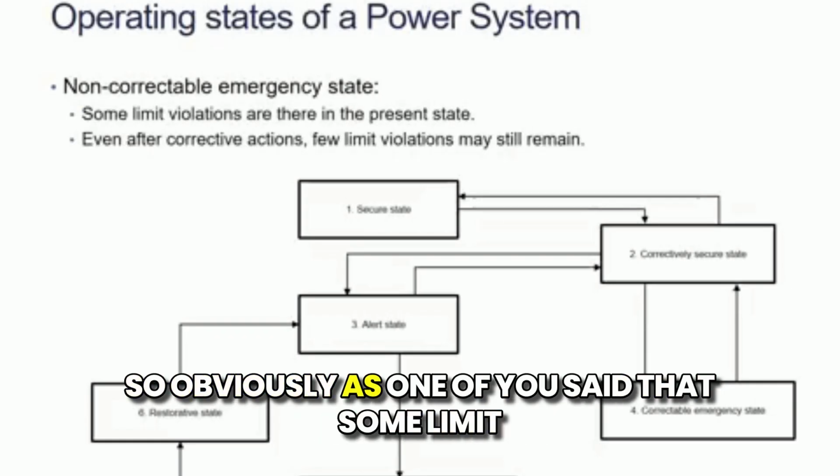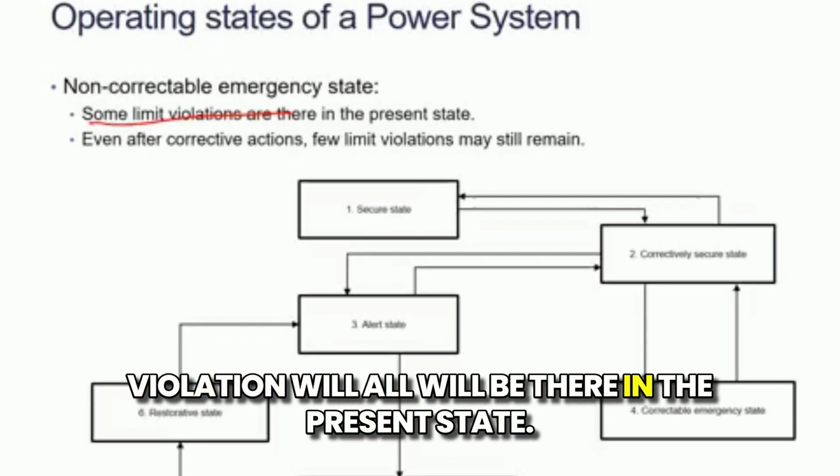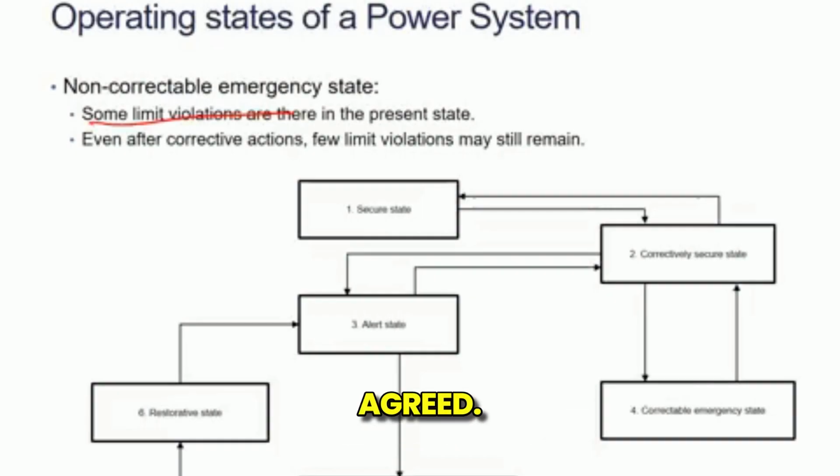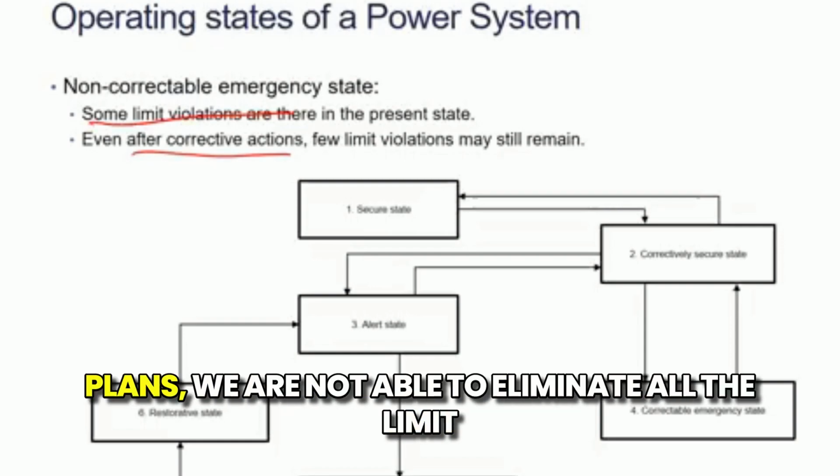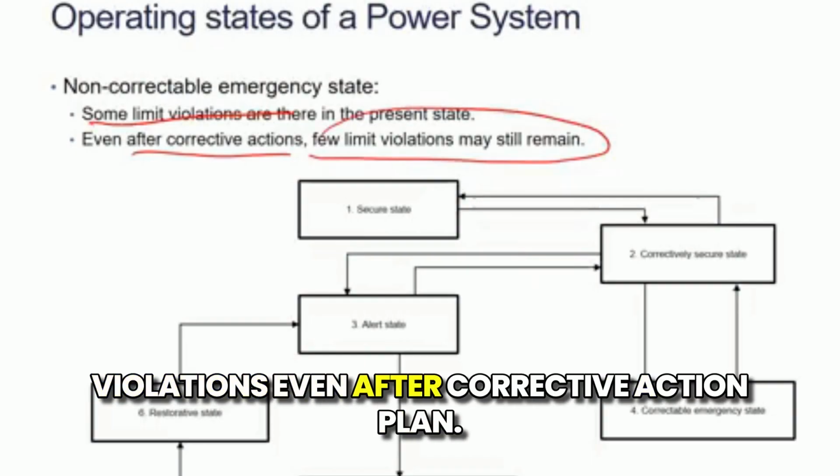So obviously, as one of you said, some limit violation will be there in the present state. Now, even if we take the corrective action plans, we are not able to eliminate all the limit violations even after corrective action plans.